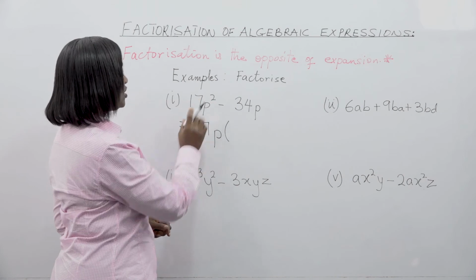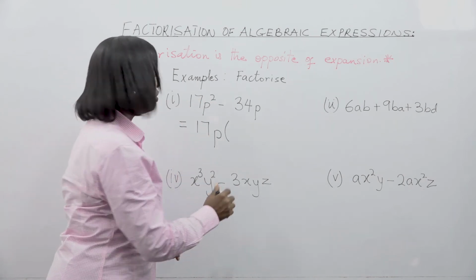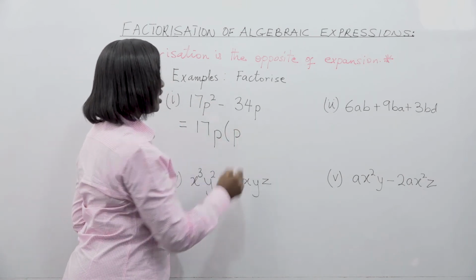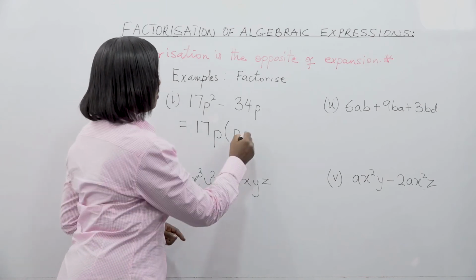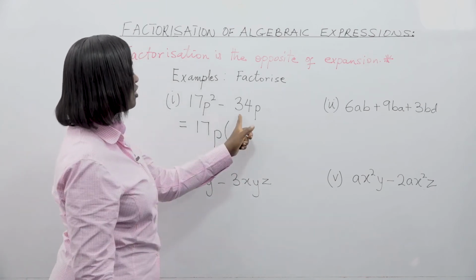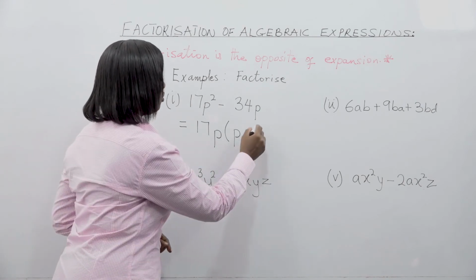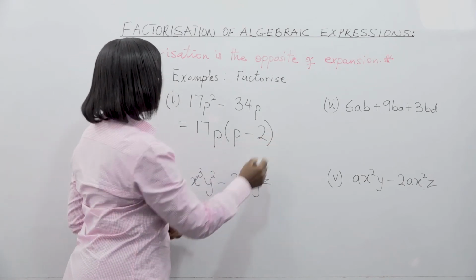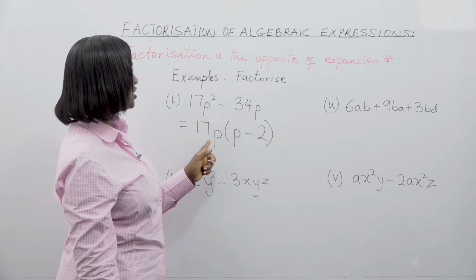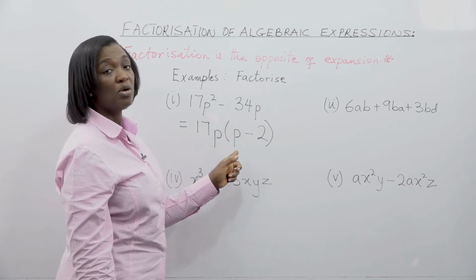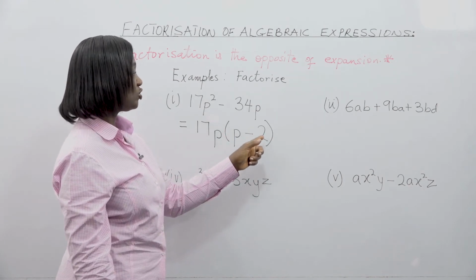So 17p squared divided by 17p would leave us with p inside the bracket, minus 34p divided by 17p would give 2. So the answer is 17p into p minus 2.